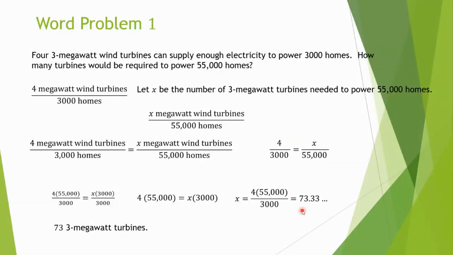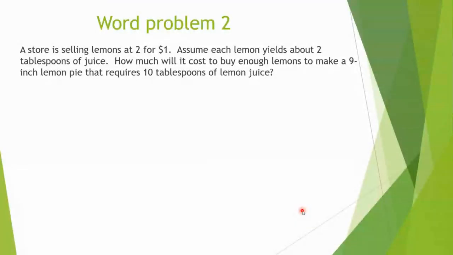Let's do some others. Here's another one with lemons. In my other class, there was a mistake in this, so I fixed it. But let's do this. We have a store selling lemons. You get 2 lemons per dollar. Somehow we're able to use the juice, and we can get 2 tablespoons of juice from each lemon.